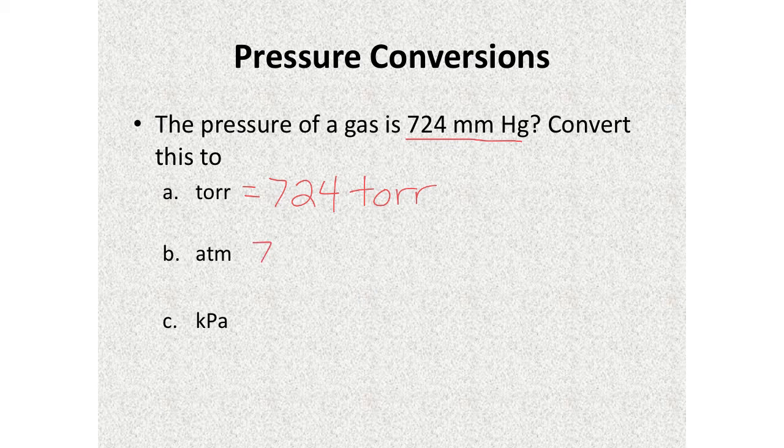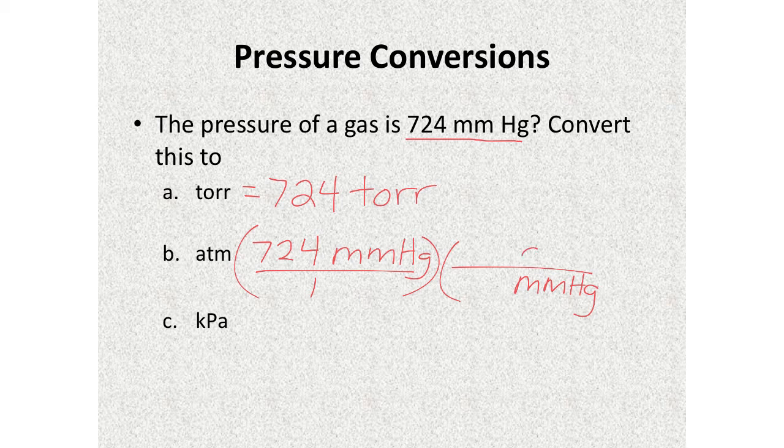All right, with the second one, we do have to convert. We take what we're given and put that over 1 like we always do when we are doing our conversions. We would need to do millimeters of mercury in the denominator and then the unit that we're trying to find, which is atmospheres, in the numerator. And we know from the previous slide that 1 atm is equivalent to 760 millimeters of mercury. So all we are going to do is take 724 and divide that by 760, and that will give us 0.953 atm.